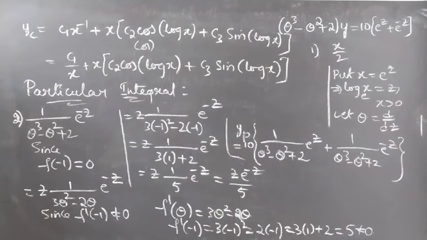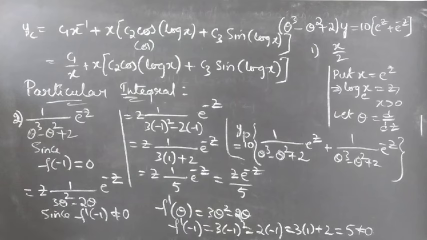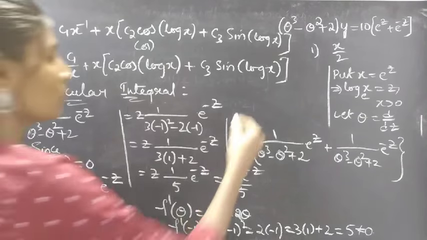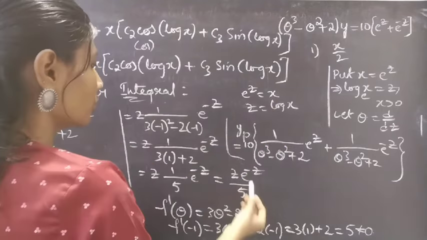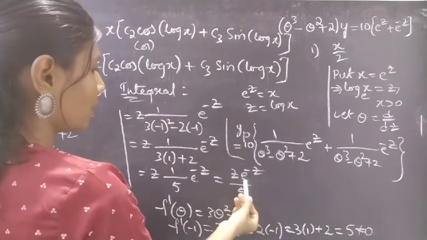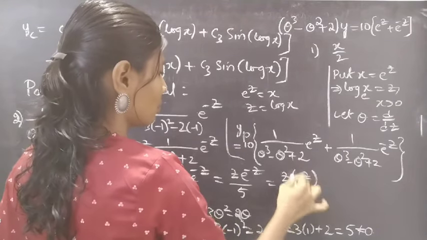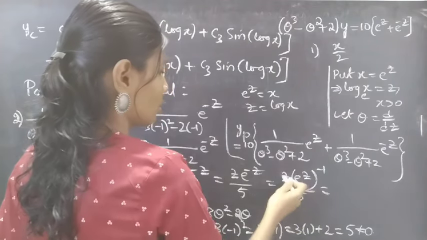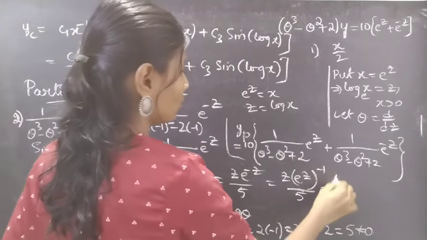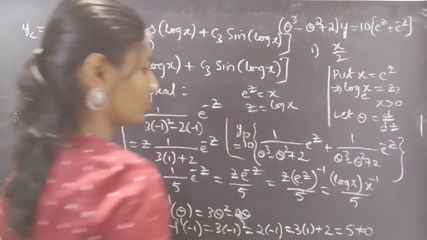Now we are having the second one in terms of z, but we need to write in terms of x. So we'll replace e power z by x and z by log x. In order to replace e power z by x here, we need to write e power minus z as e power z whole inverse. We'll just write e power minus z as e power z power minus 1, by this 5. Now just replace z by log x and e power z by x. We'll get log x into x inverse by 5.